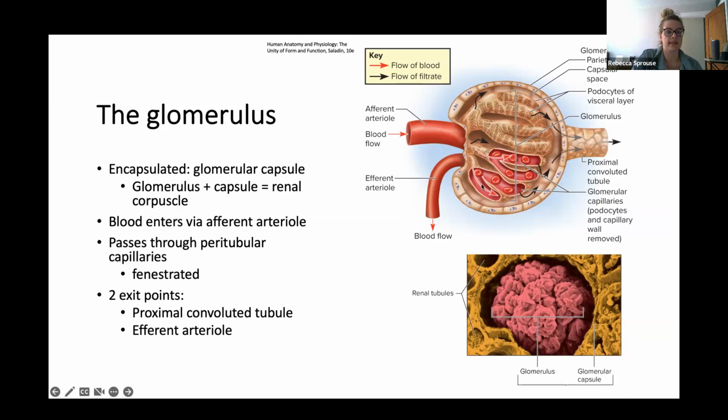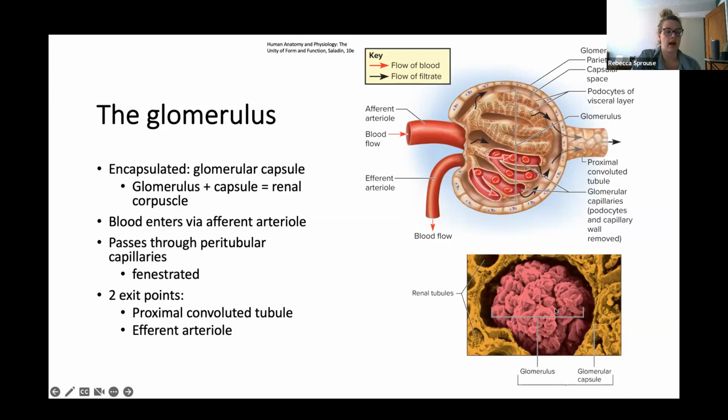So again, two exit points at this point, a tubular exit point and a vascular exit point. Our vascular exit point will be the efferent arteriole. Our tubular exit, which I'm going to get to at the very end of this lecture, we're going to call the proximal convoluted tubule. We're going to talk about that more in a little bit.